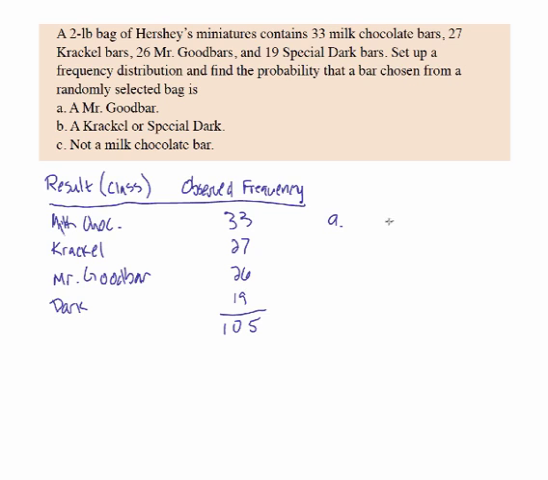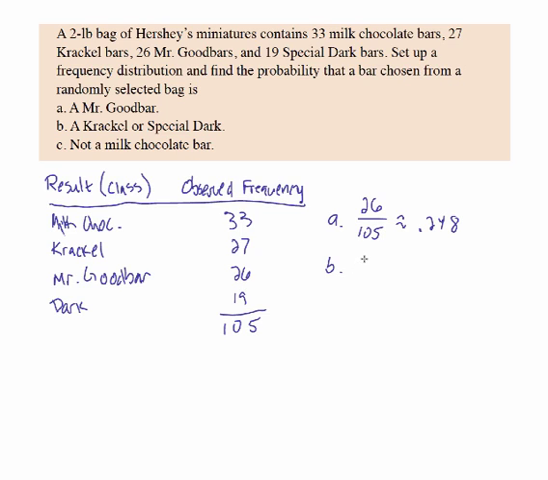Question A, probability of getting a Mr. Good bar. That's a direct probability calculation. 26 of the outcomes satisfy that event out of the 105 total. This time around, because the fractions are a little bit awkward, it seems reasonable to go with decimal equivalents, and this probability works out to be about 0.248.